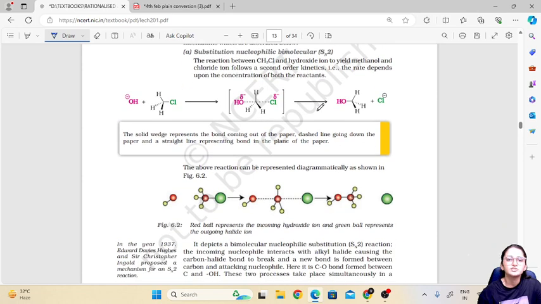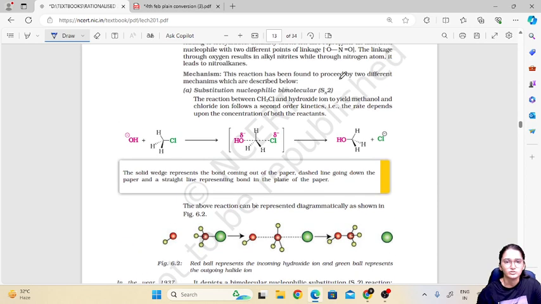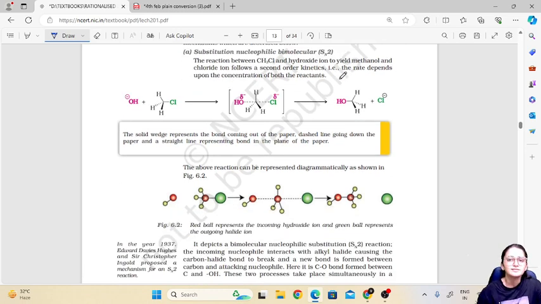Okay, so we will see a general mechanism for this reaction, substitution nucleophilic bimolecular, and this is called an SN2 reaction. Now why is this name given, SN2? That we will see. Substitution nucleophilic bimolecular. This bimolecular word tells that the rate of this reaction depends on the concentration of both the reactants, meaning two reactants are participating in the reaction and the rate depends on both. That's why it is called the substitution nucleophilic bimolecular reaction.